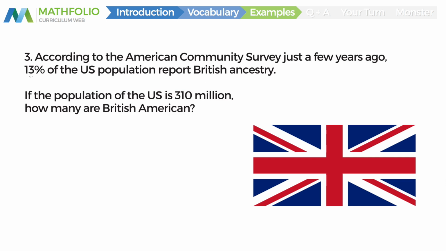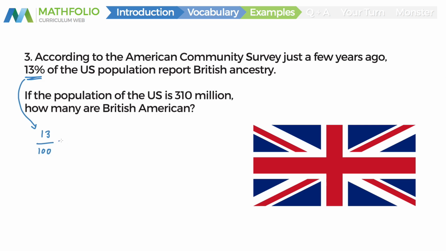So here, this is a nice example because it's our first percent. So let's take a look. We've got 13% have British ancestry. So this percent can be written as a fraction. 13% means 13 for every 100.